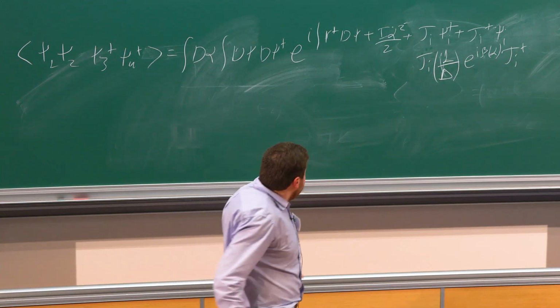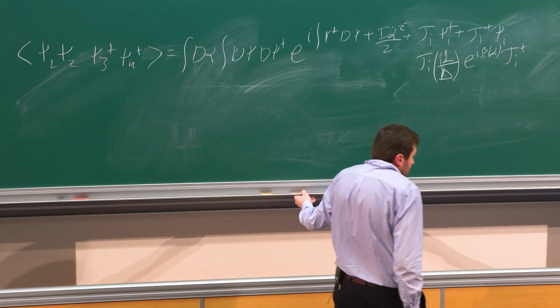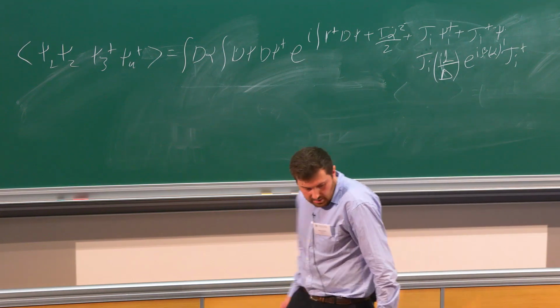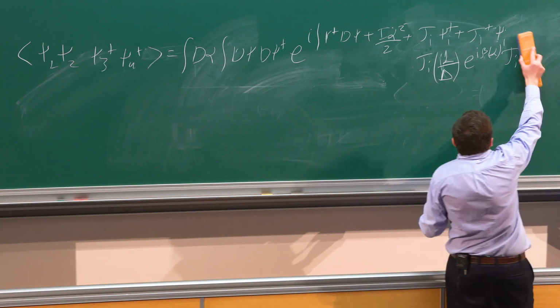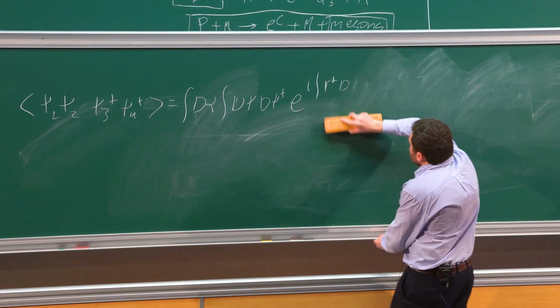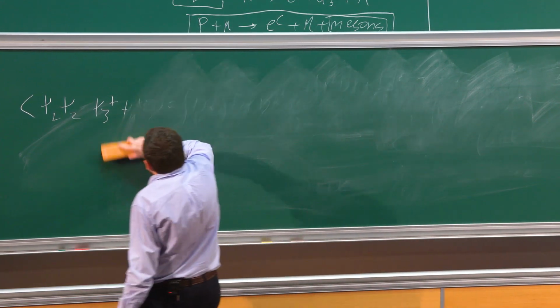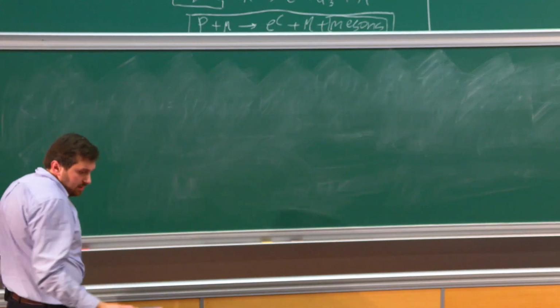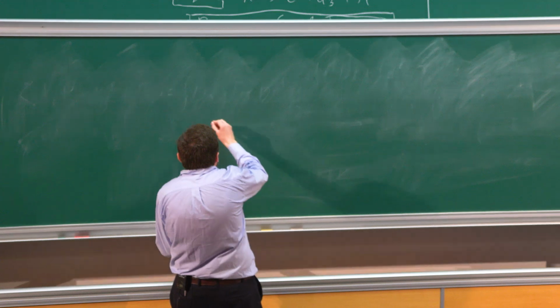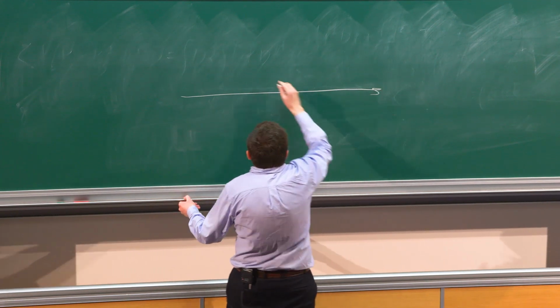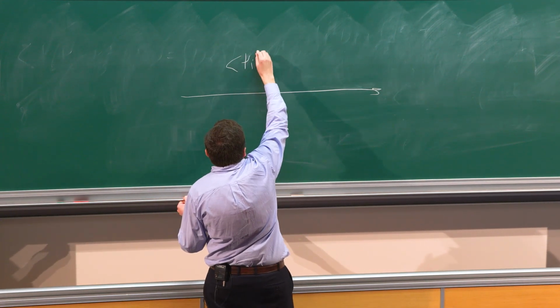So now the idea is to look at this thing and directly try to read off the one-particle spectrum of the theory. Okay, so let's start with looking at two-point functions. Let's look at two fermion insertions.